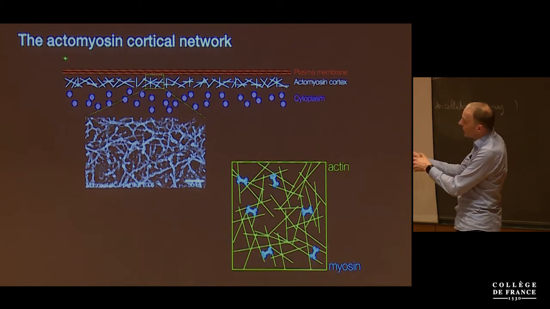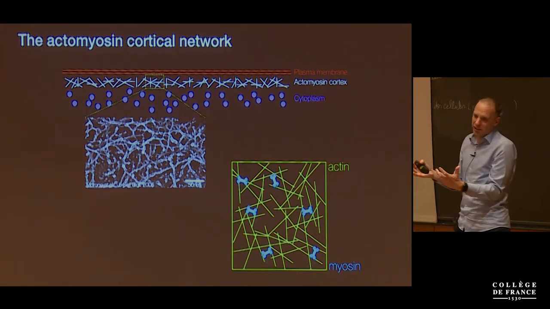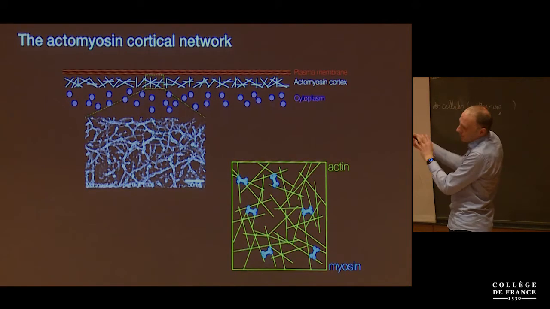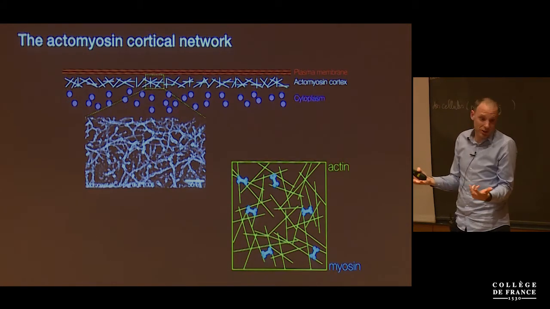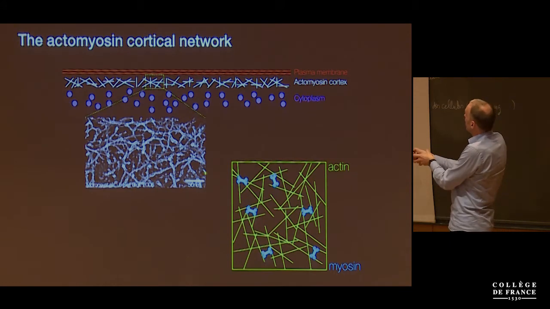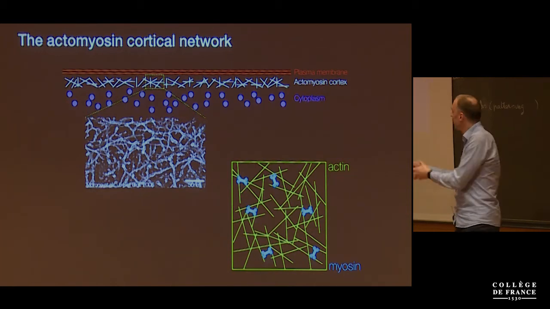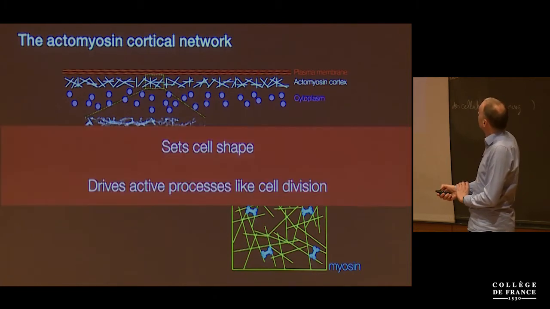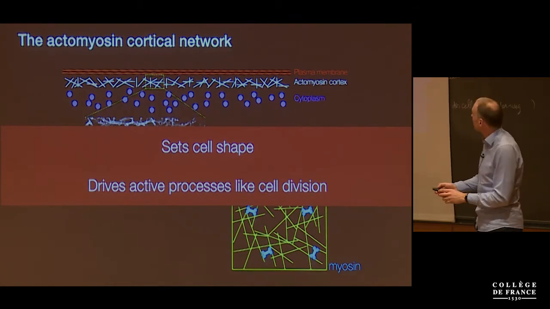Here you have a plasma membrane, the lipid bilayer, and this actomyosin cortex separates the plasma membrane from the cytoplasm. It's very thin, maybe 100 nanometers in height. If you rip off the membrane and do fancy electron microscopy, it looks like this. It's a rather disordered meshwork of actin filaments, where there are also myosin motors that act as active crosslinkers, if you wish, that walk along the filaments in response to consuming ATP. And this structure sets cell shape and drives active processes like cell division.